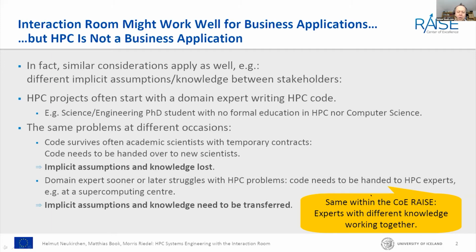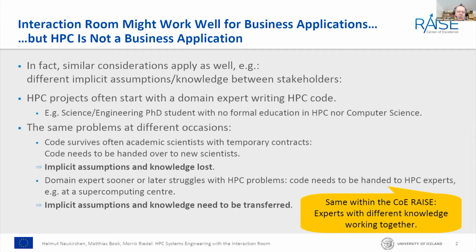And that is also what we have here in the Center of Excellence RACE, essentially. We have different experts working together. The machine learning guy wants to talk with some simulation guy, and they need to know what the others can offer and how they can work together. And in fact, HPC projects, at least scientific ones, very often start with one single domain expert. That might be some engineer or some other natural scientist, some physicist or whatever, writing HPC code.